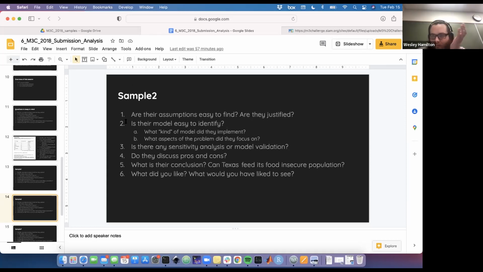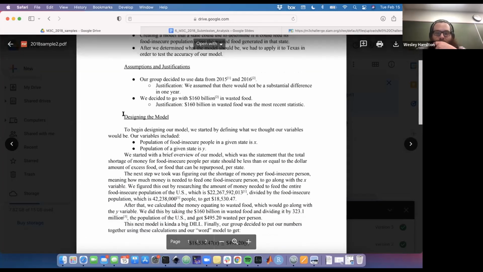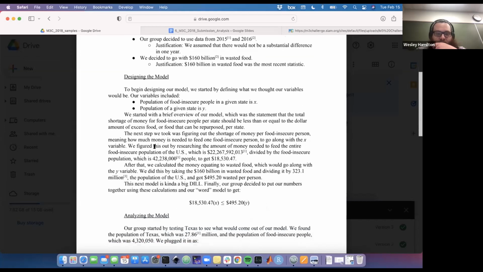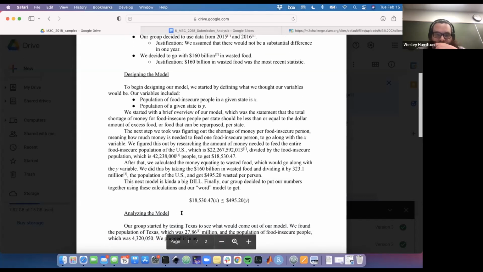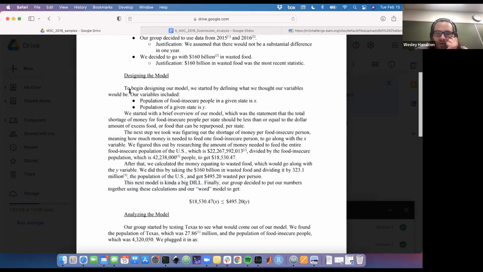Okay, so as you're starting to write up responses, let's take a look. They say, well, sure, they're designing a model. So already they have a pun. This next model is kind of a big deal, like deal, so funny. But it looks like, right, so saying population of food insecure people is X, population of a given state is Y.